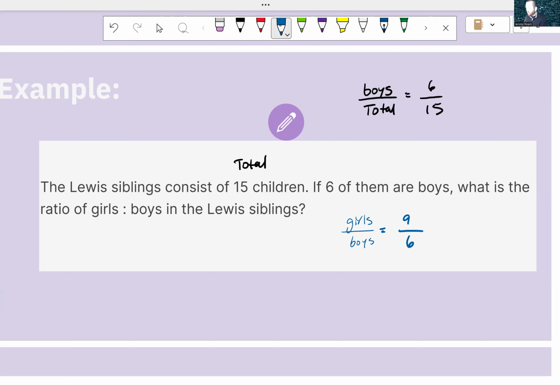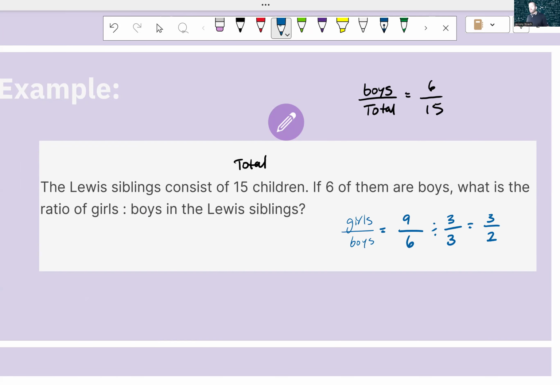And we can reduce this fraction. We can always reduce fractions, and the ratio is going to be the same amount. So we can divide that by 3 over 3, and we get 3 over 2, or 3 to 2. And now if we read this, it says 3 girls for every 2 boys.